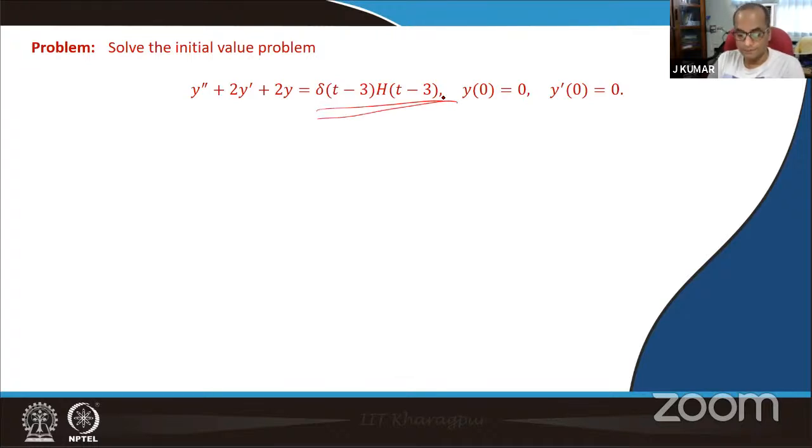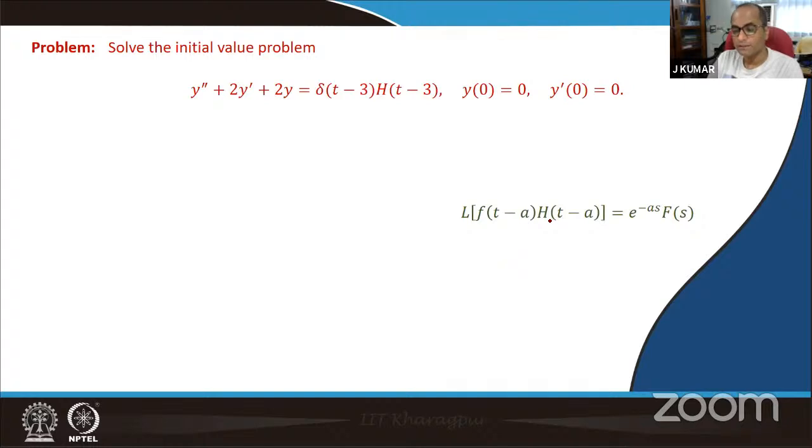Because here, when we take the Laplace transform of both sides, we know the Laplace transform of the right hand side, and that makes life simpler. And this is the property we have used for the Laplace transform: the Laplace transform of delta(t minus a) and h(t minus a).